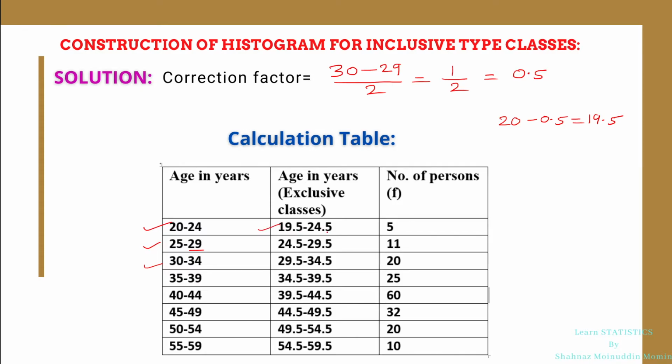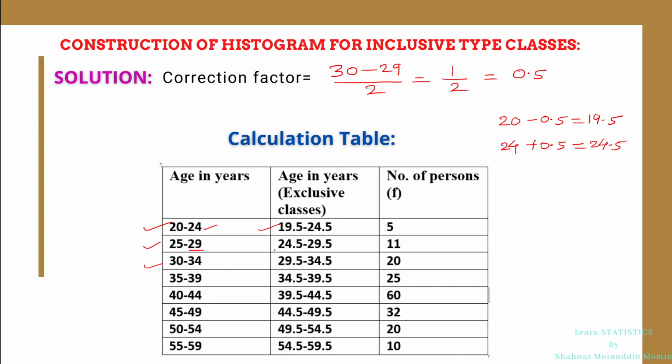In order to calculate the upper limit of first class, I will add this correction factor 0.5 to upper limit of the first class. We know that upper limit is here 24, so it is 24 plus 0.5, which is equal to 24.5. So the resultant first class of exclusive type is 19.5 to 24.5. Similarly, one can calculate the lower limit and upper limit of the second class and so on.